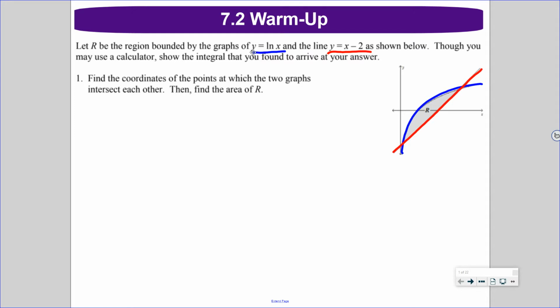All right. Number 1 says, find the coordinates at which the two graphs intersect each other. So we're going to have to find these points, and that's going to help us set up our integral. And then we'll find the area. Okay, so to find where those intersect, we want to set these equations equal to each other. And since we can use our calculator for this, we're not going to try to solve this algebraically. We're just going to use our calculator.